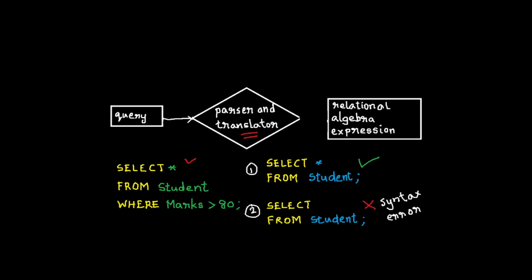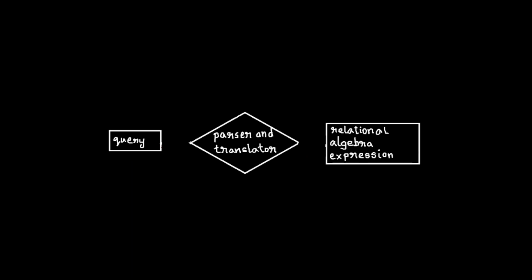After parsing the query, the translator converts it into an internal representation that the DBMS can work with. In this diagram, this representation is shown as a relational algebra expression. So the first step is query, parser and translator, and then relational algebra expression. This is marked as step 1 in the diagram.